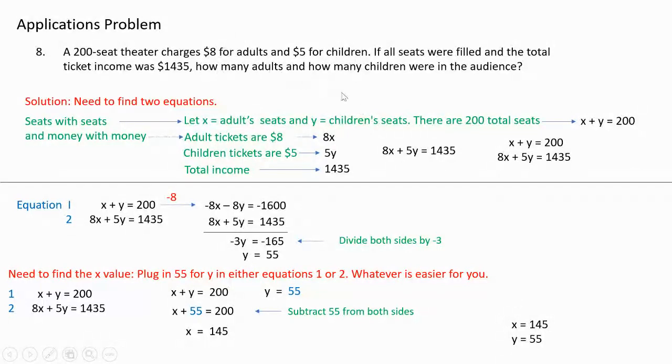They want to find out how many adults and children were in the audience. The x represents adults, so there were 145 adults and 55 children in the audience. That's how you solve these types of problems, by using systems of linear equations.